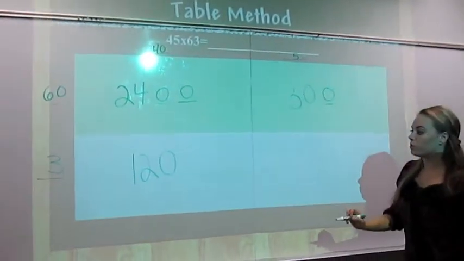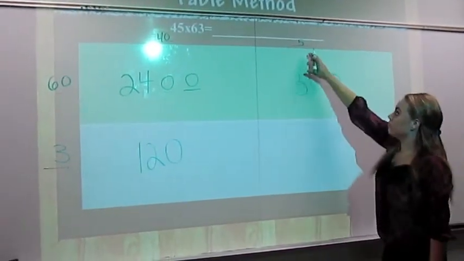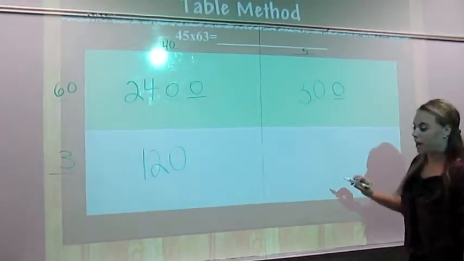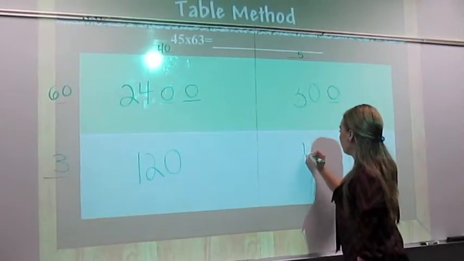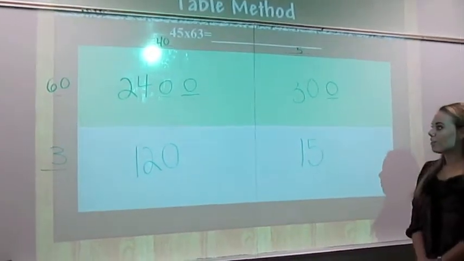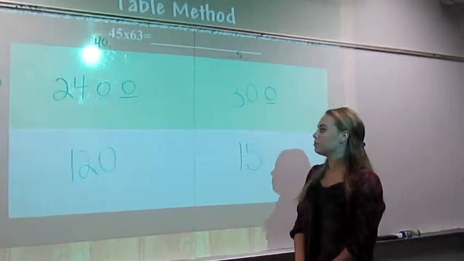And lastly, we're going to take this 3, slide over, and multiply it by 5. And that's one of our basic multiplication facts, so we all should know that that is 15. All right, great. We have our table filled in, so now what do we do, you may be asking?